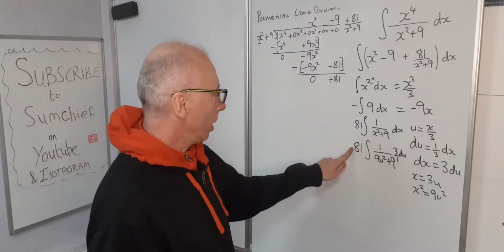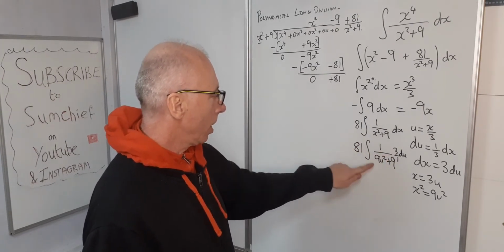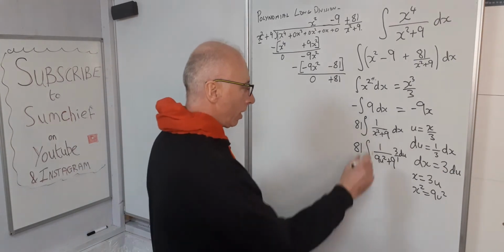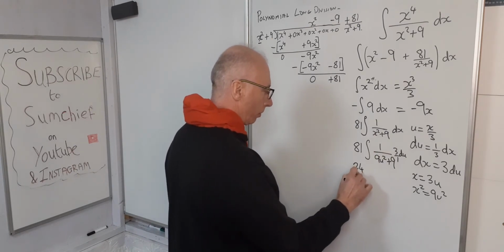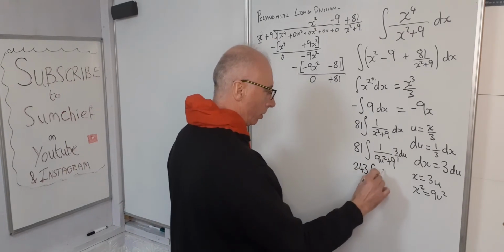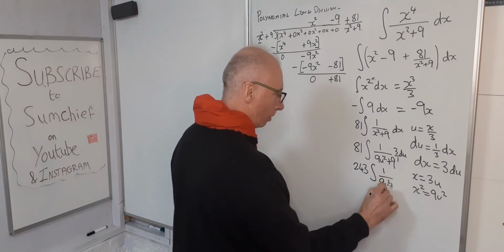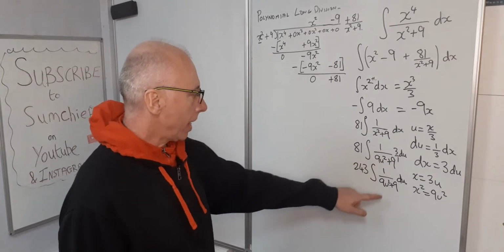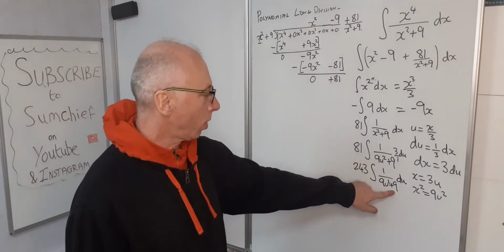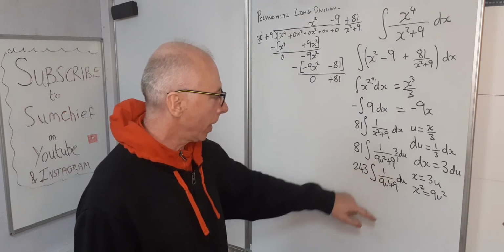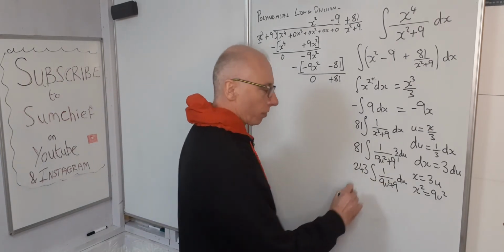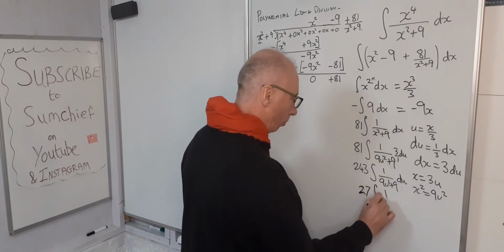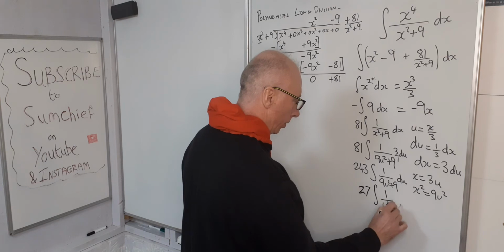Okay, so 3, that can come out front, and then if you divide through by 9, that should help us out there. So let's bring the 3 out front, so that's 243 times the integral of 1 over 9u squared plus 9 du. Okay, so that's taken care of. So now we need to bring this to u squared plus 1. So if we just divide everything in here by 9, we get 243 divided by 9, which is 27, times the integral of 1 over u squared plus 1 du.